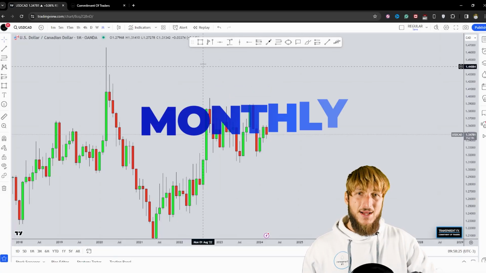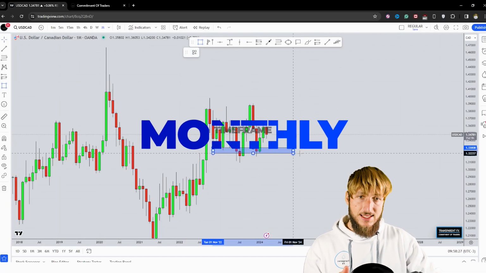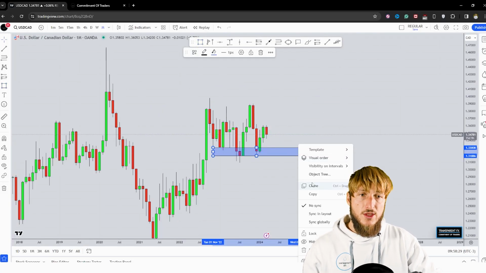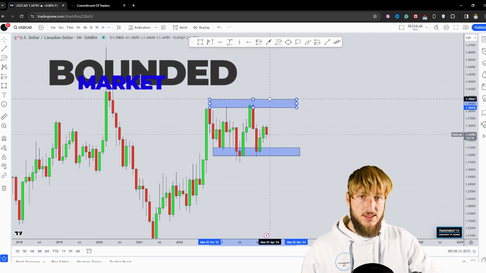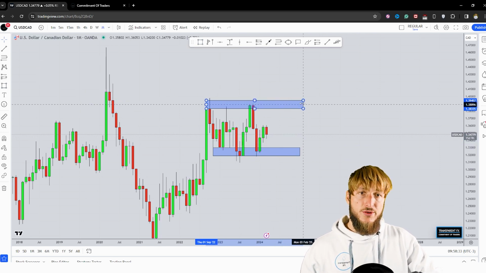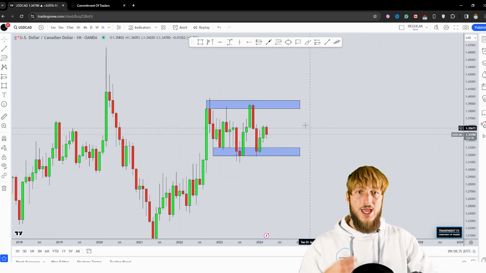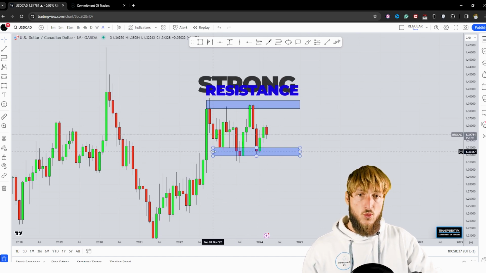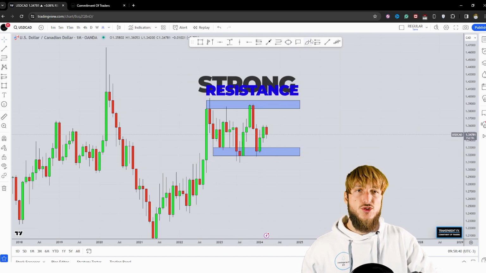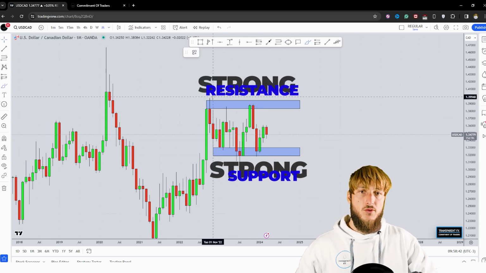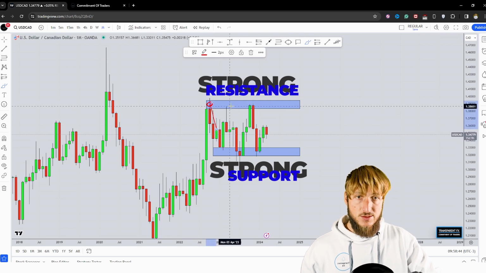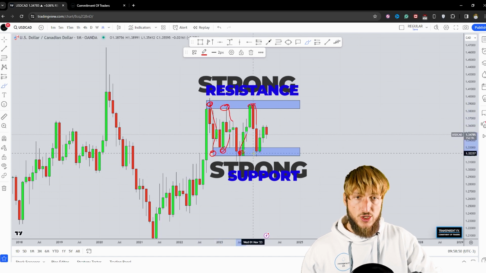Starting here from the monthly time frame, what we can see is that at the moment we have a market which is range bound from a monthly standpoint. In fact, what we can notice is that here the top of the range has been acting as resistance for quite some time, and the bottom of the range has been acting as support for quite some time. Here it was acting as resistance, preceding all these rejections to the downside, and here it was acting as support, preceding all these rejections to the upside.